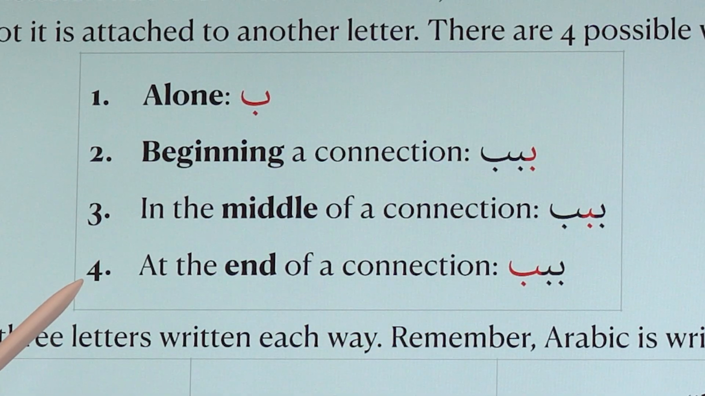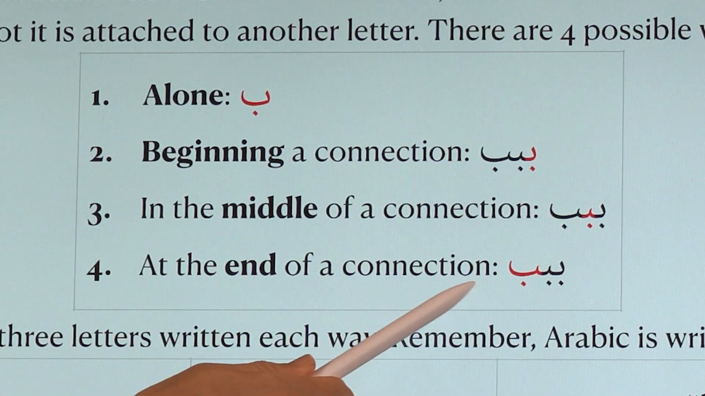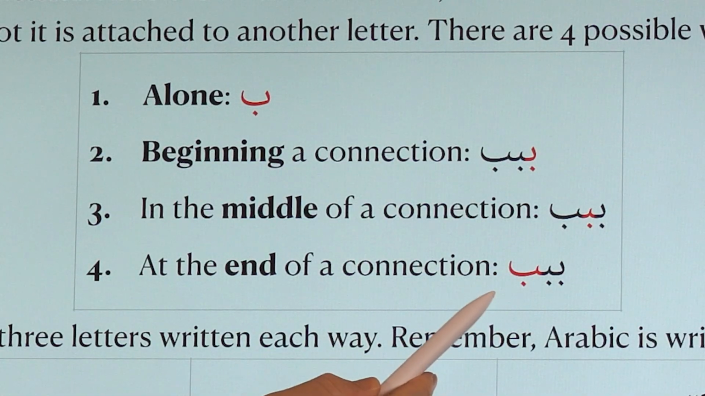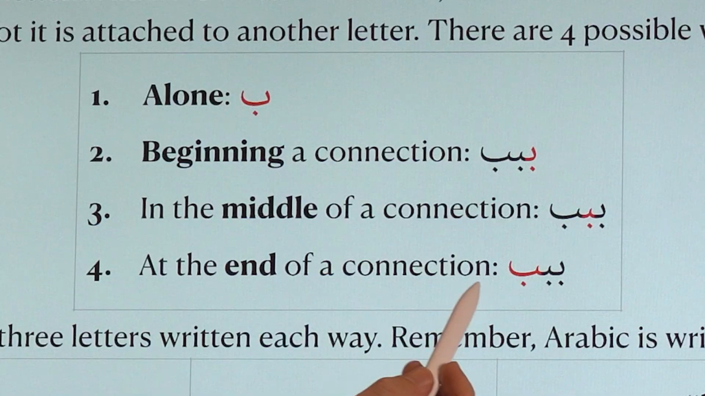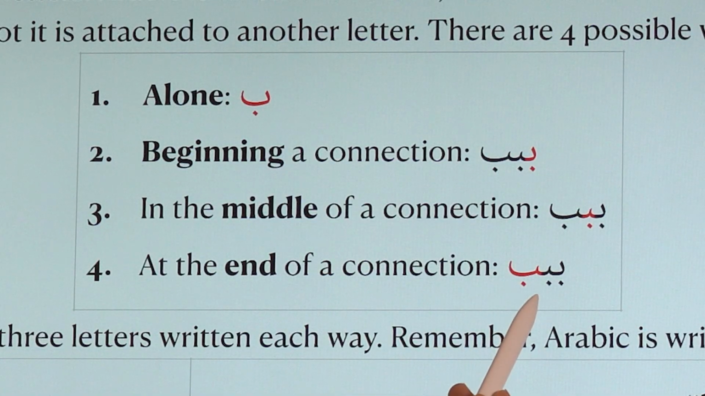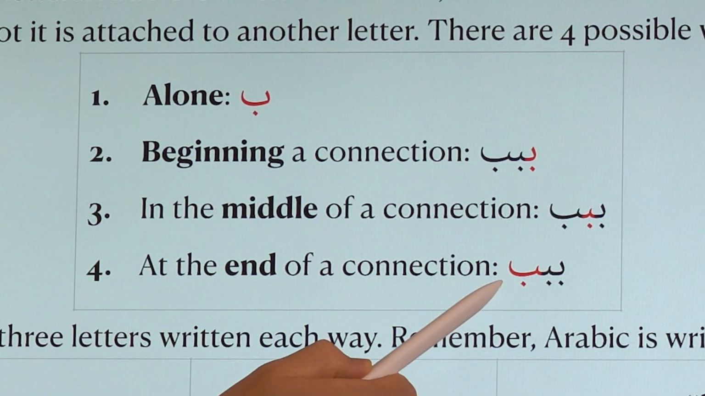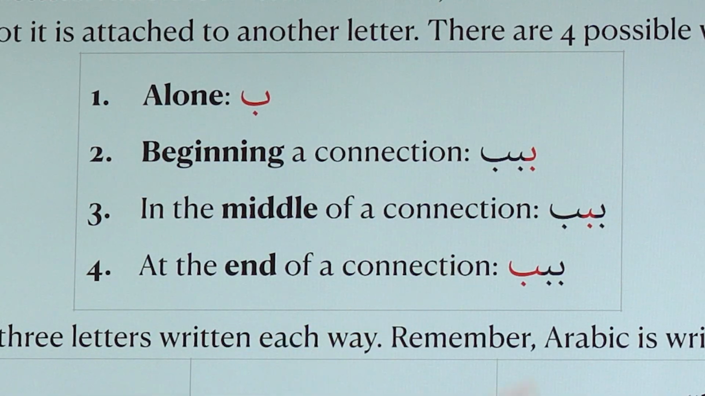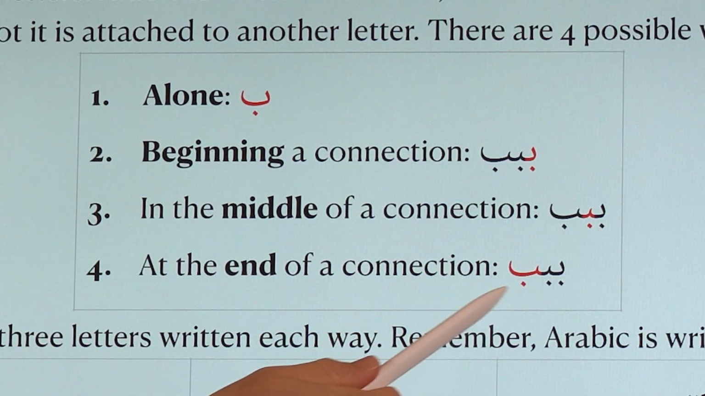And then fourthly, we have a letter coming at the end of a connection. Again, Arabic is written from right to left. So here on the far left, we see in red how the letter ba looks when it is at the end of a connection. It's connected to the letter before it, but it is not connected to anything after it. And this also looks very similar to how the ba looks when it's written alone. However, it does slightly vary with that connection to the letter before it.